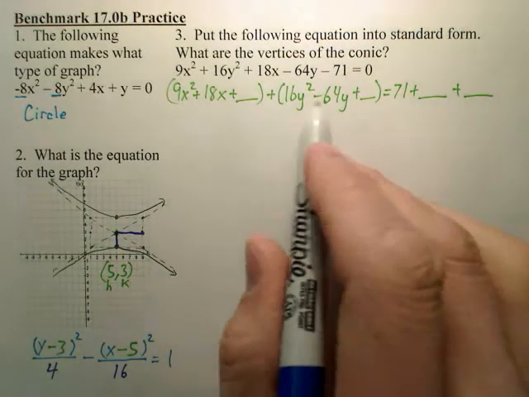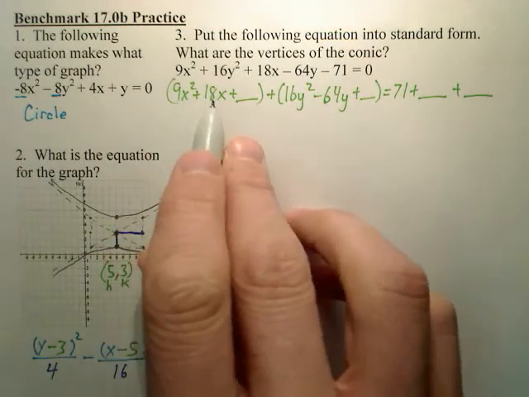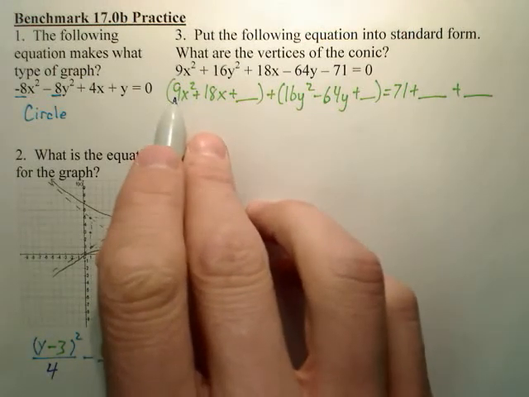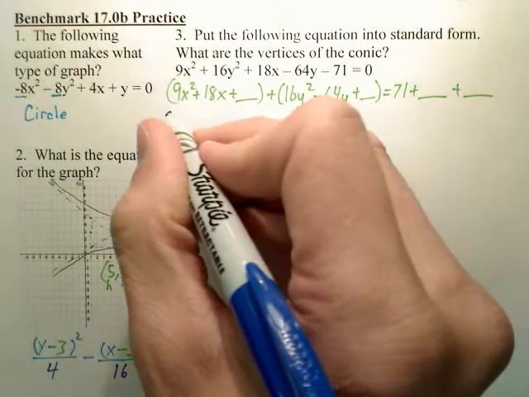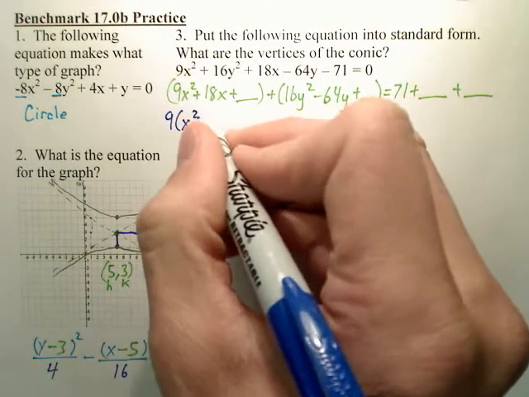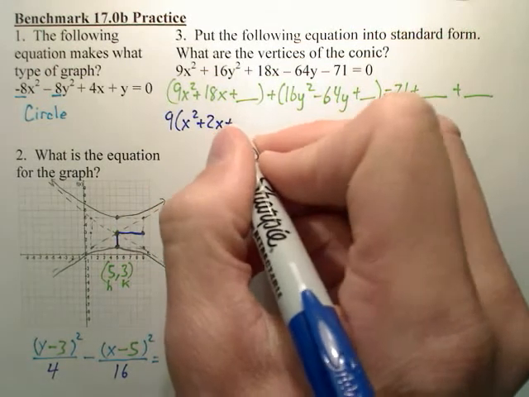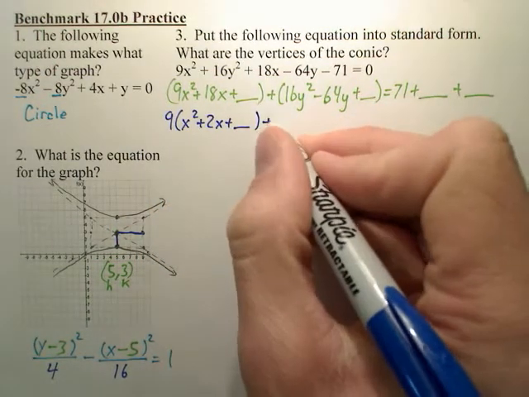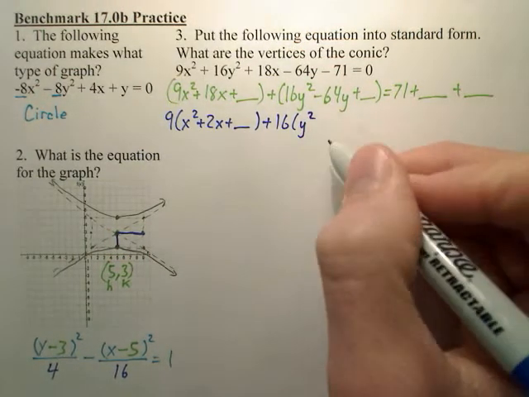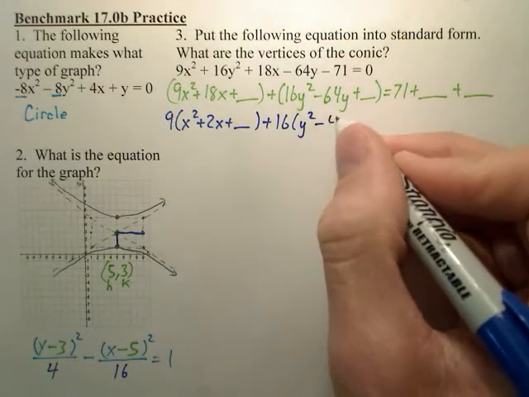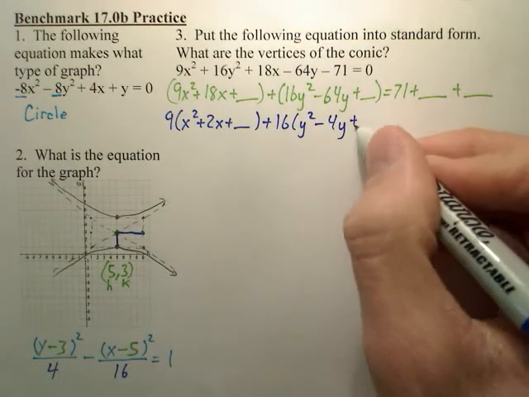Now before we do that, what we actually have to do is pull a GCF. We cannot have a coefficient here or here. So we're going to pull a 9 out of here, leaving you with x squared plus 2x plus blank. Here we have to pull a 16 out, which is kind of big. And 16 times 4 is 64.